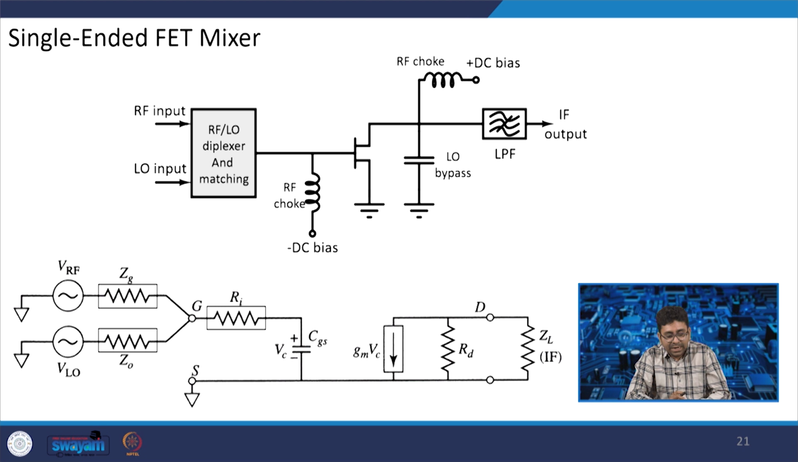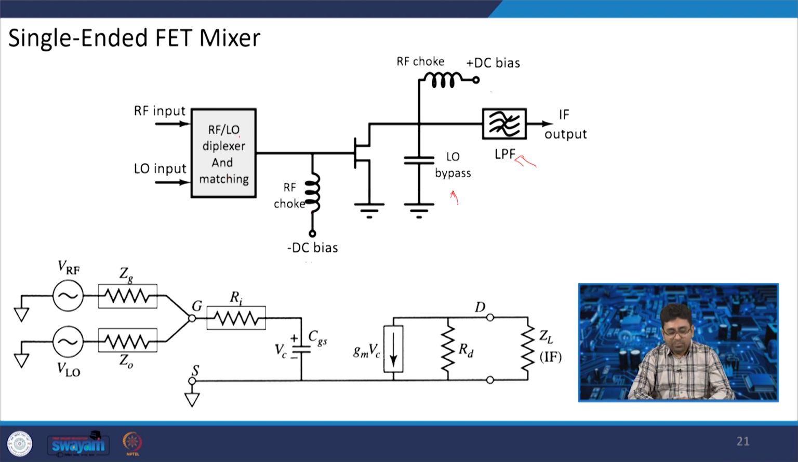Then another single ended FET mixer, in which the diode has been replaced with the FET. The RF and LO inputs are combined by using a diplexer, and it is matched. An RF choke is used to bias the FET; this is at the gate side, this is at the drain side, and then the LO is bypassed. You can bypass the LO because there is very high feed through. Your LO signal has a higher amplitude, and there is a low pass filter.